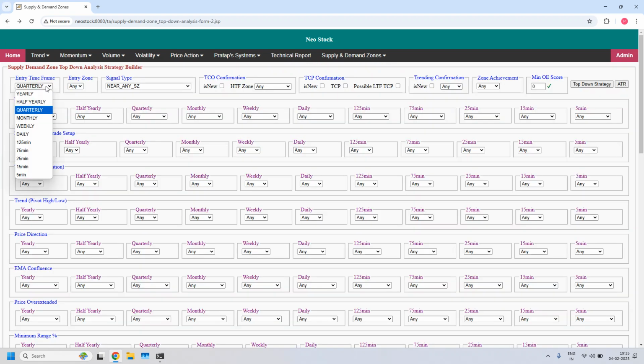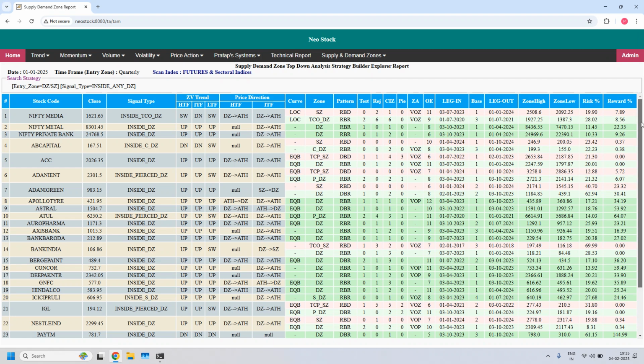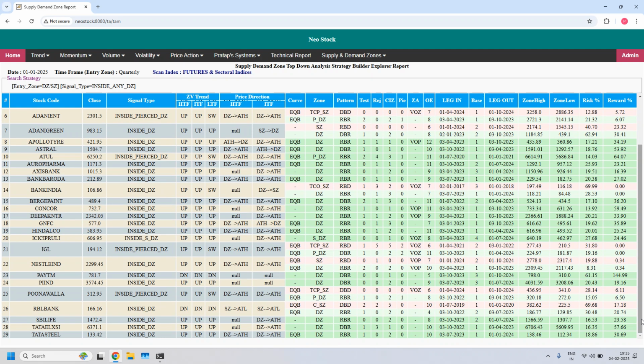Next, quarterly time frame. Price closed inside the quarterly demand zone. We got 29 stocks. So first 23 stocks in the list. I'm scrolling the list down. Total 29 stocks. And these prices are closed inside the quarterly demand zone.